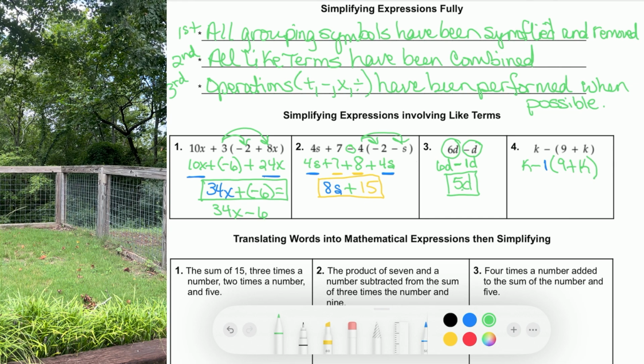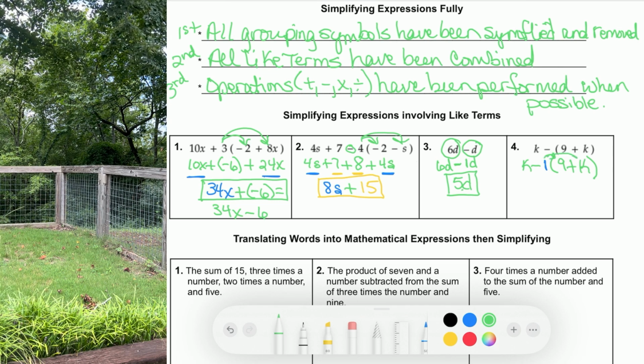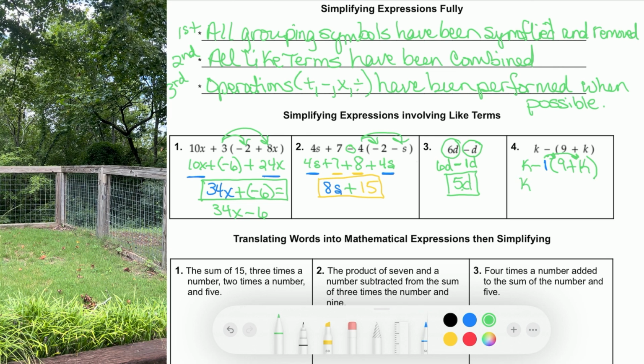Okay, so that -1 that we just don't write is there. I'm going to distribute now to both the items within that parentheses. So I still have the k. -1 times 9 is going to be a -9, so we have -9. -1 times a positive k. A negative times a positive becomes a negative, so that ends up being a minus k.